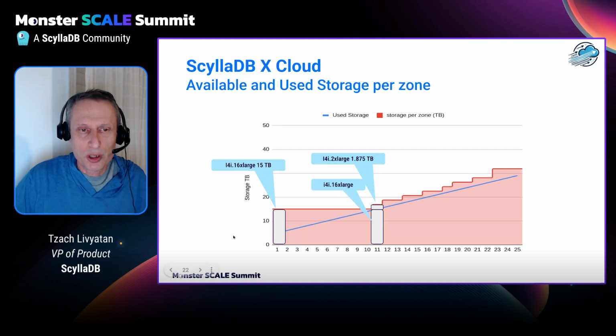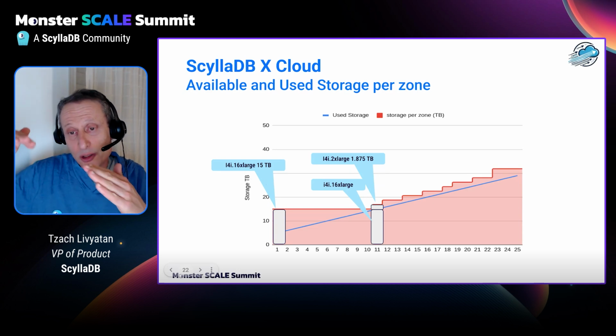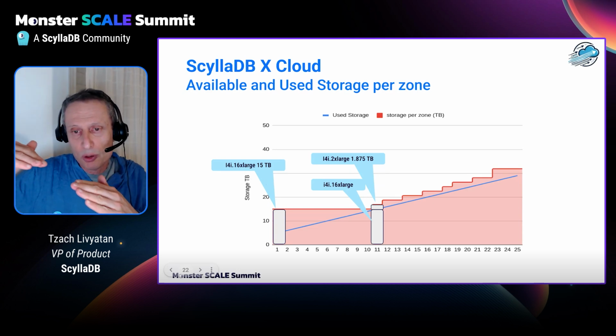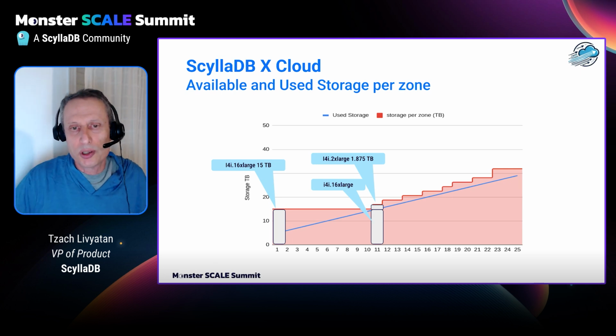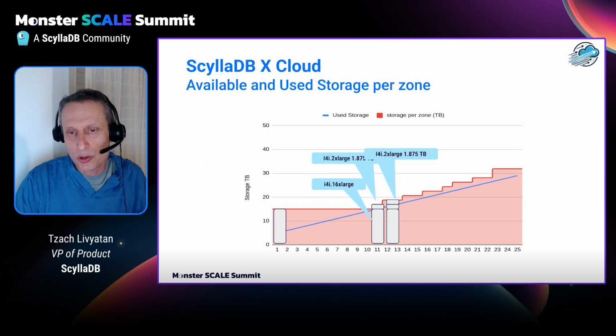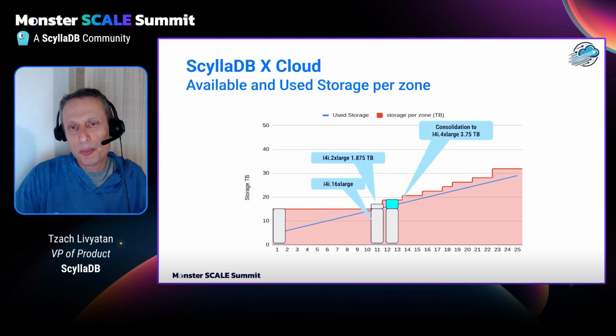So let's say we are starting with the same type of instance per zone, the 16 extra large. But at some point, actually at 90%, not at 70%, we identify it's close to the edge. So we are adding another small node, in this case, 2 extra large. After some time, if this node is exhausted as well, we add another one. At some point, we can replace a smaller node with a bigger node.